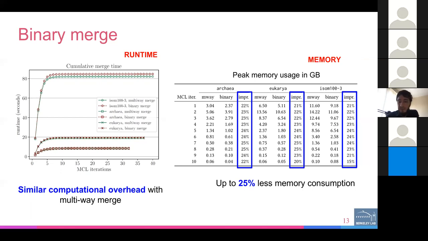So it has up to 25% savings in terms of memory consumption. It's important because the algorithm uses a lot of memory, and these savings matter a lot in terms of parallel performance. So these figures regarding these two metrics show that apart from having roughly the same computational overhead, which can effectively be hidden, the binary merge is also more efficient in terms of the memory usage.